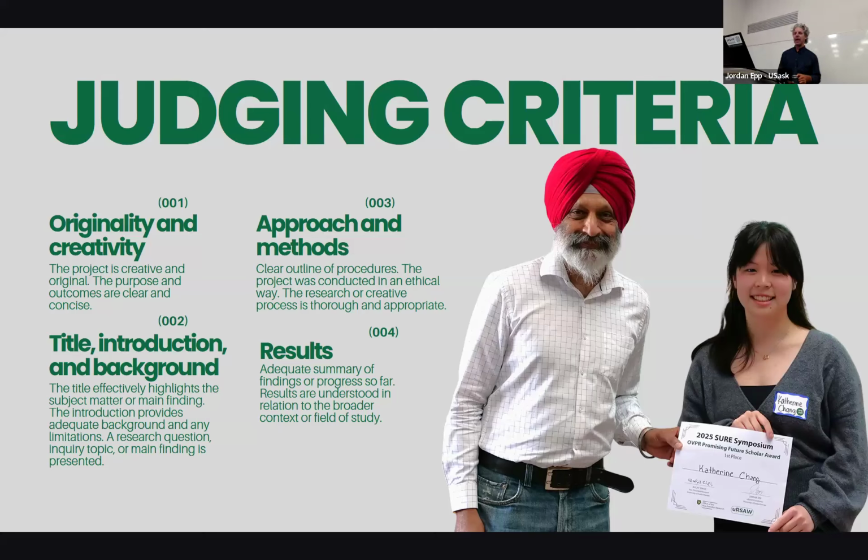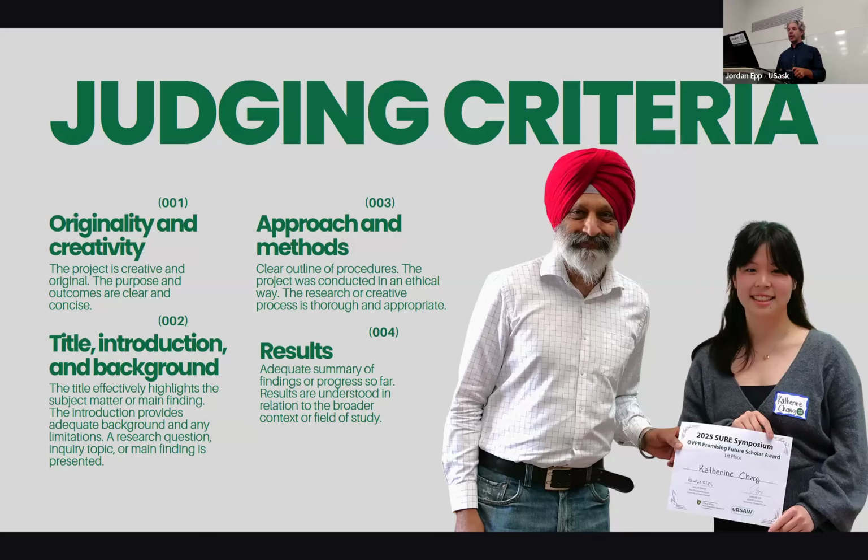Number 2, title, introduction, and background. The title effectively highlights the subject matter and main finding. The introduction provides adequate background and any limitations. And the research question or inquiry topic and the main finding are presented. Again, these are some of the things we would have gone through in how to create a research poster, the key things that should be on your poster. So if you're still working on your poster, the templates take care of some of this and can help you design it in this way.